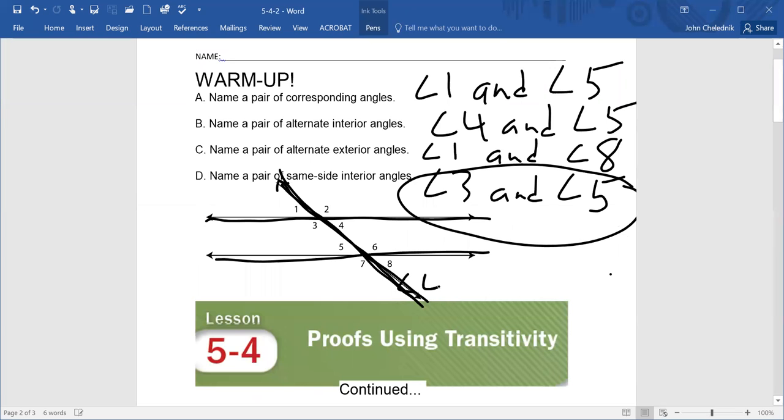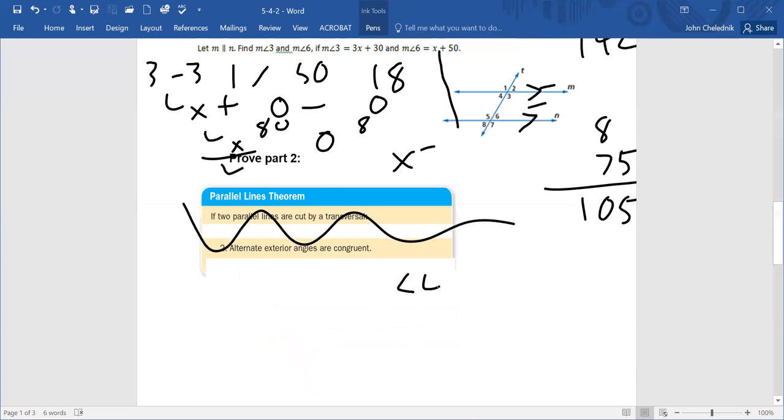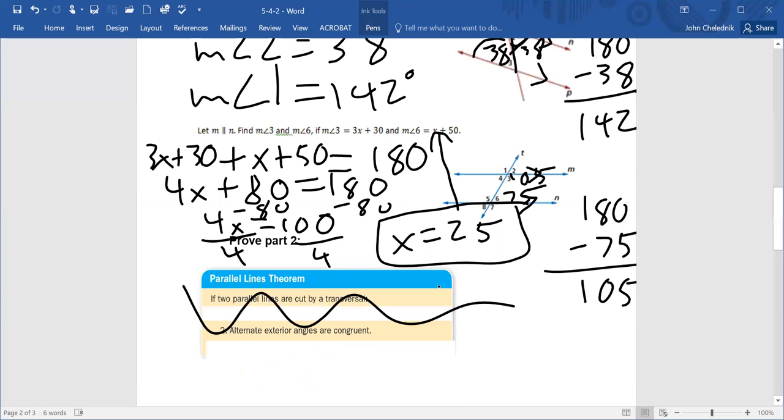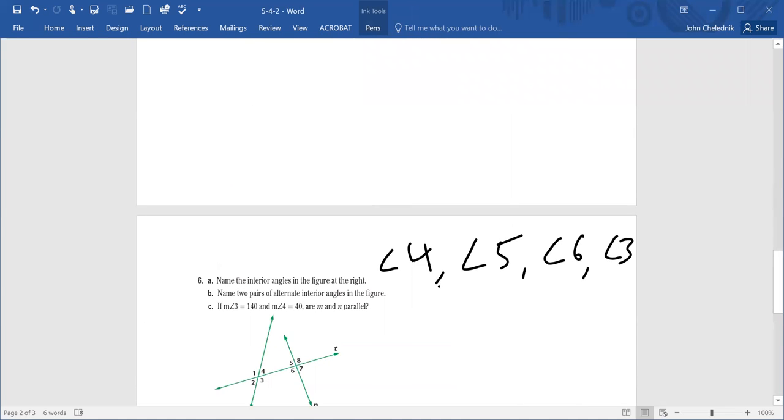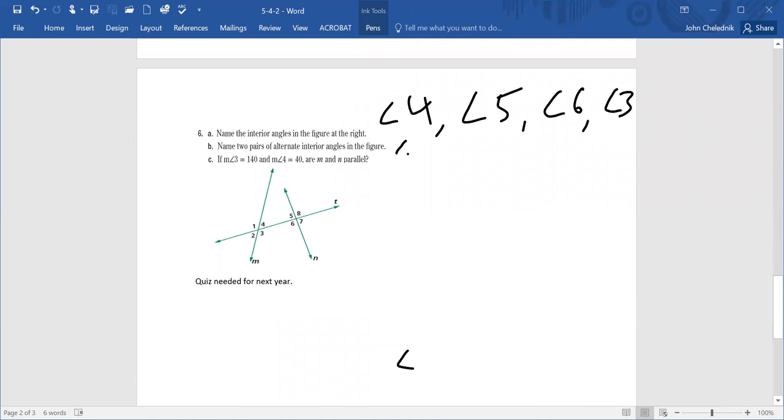angle 4. Oops. Goodness gracious. I hate when that happens. Sorry. Okay, angle 4 and angle 6 are alternate interiors. And the other pair of alternate interiors are angle 3 and angle 5.